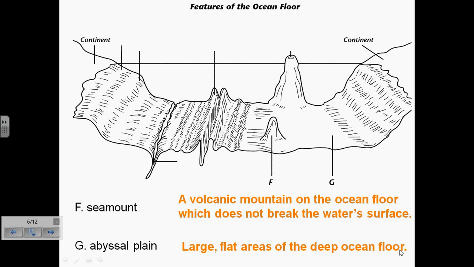Next, we have F and G respectively. F is labeled as a seamount, and a seamount is a volcanic mountain on the ocean floor which does not break the water surface. So it's an underwater mountain, if you will. And letter G is the abyssal plain, which is basically a large flat area of the deep ocean floor, and it can go on and on of just being flat.